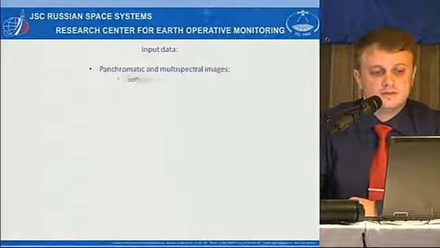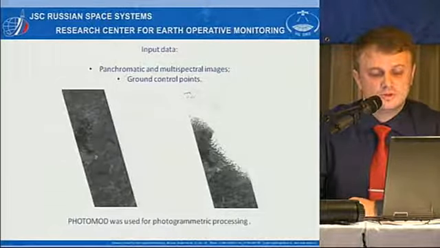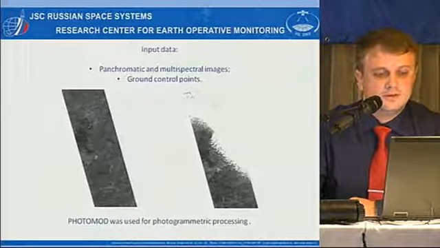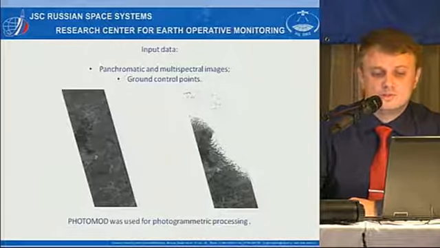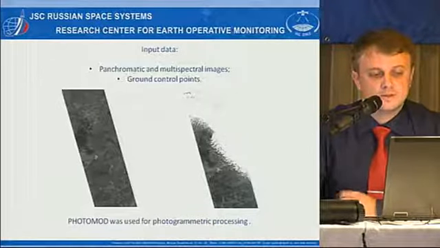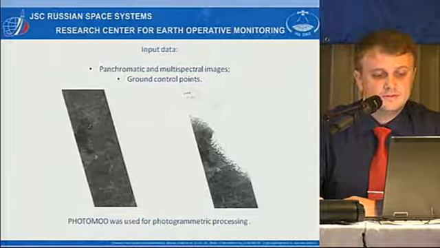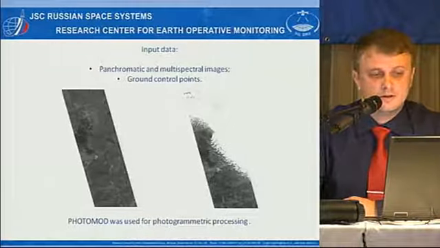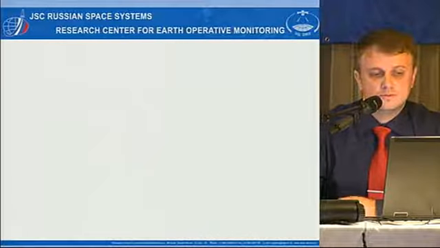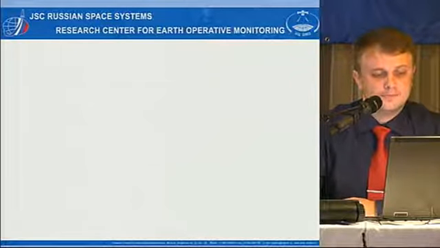As input data we used two images, two strips acquired from different paths. One of them had clouds in it, but it didn't affect the experiment. We used the central parts of these fragments. For processing we used photo mode, and we used tie points for that.